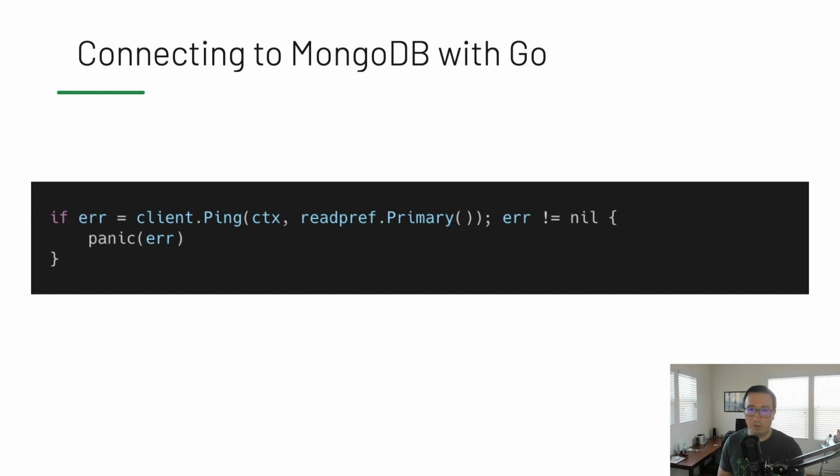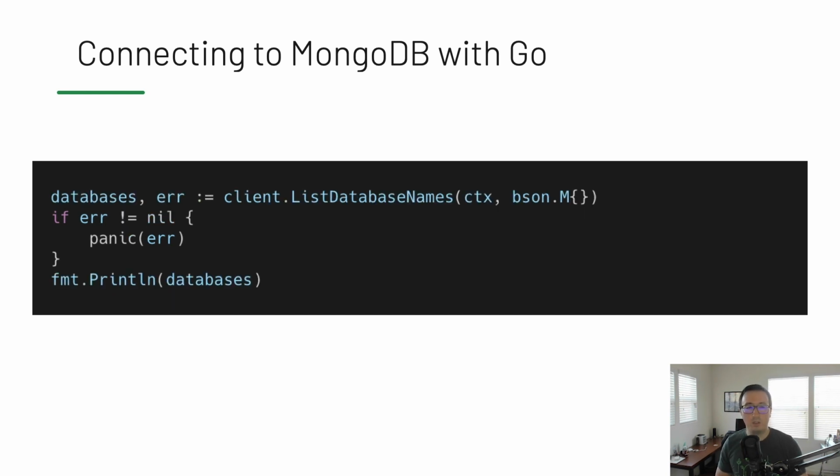There's also another way that we can see if we are connected. For example, maybe we want to list all of the available databases on this cluster. So we've connected, and we're saying client.ListDatabaseNames. This returns a slice of string. We're saying bson.M with empty brackets. I'm going to get more into that in the next few slides, but essentially we're saying get all of the available database names. If there's an error, print it out. Otherwise, print out this slice of string.